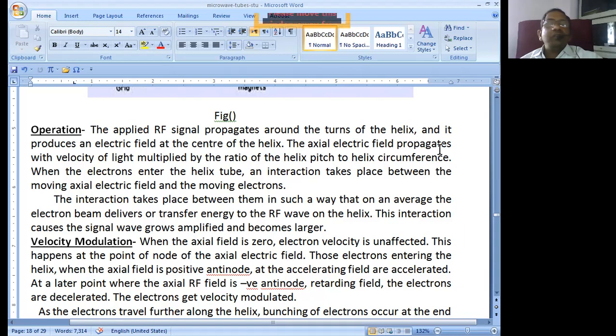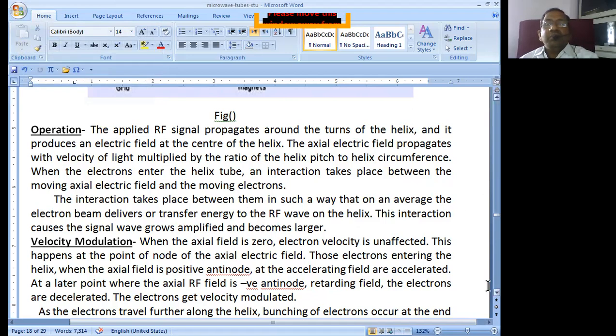So the axial electric field propagates with the velocity of light multiplied by the ratio of helix pitch to the helix circumference. Pitch to the circumference. We'll discuss what pitch is and what circumference is in a while. So when the electrons enter the helix tube, interaction takes place between the moving axial electric field and the moving electrons. When the electrons enter the helix tube, interaction takes place between the electron beam and the RF field.